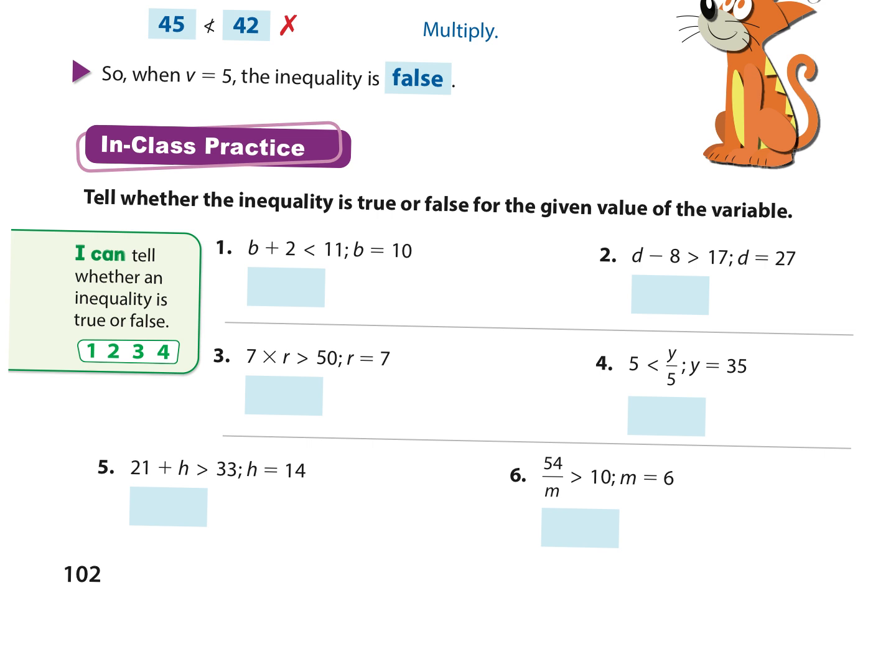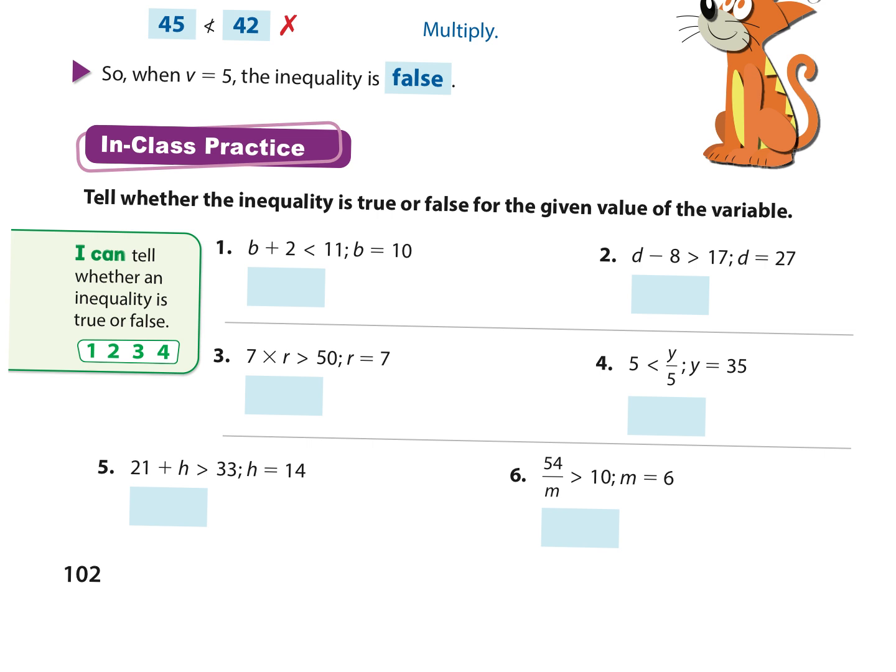All right, looking at what we're doing today. Your practice page, we're going to get there tomorrow because we're not going to have enough time to finish today. We're going to start today, finish tomorrow. We're going to tell whether the inequality is true or false for the given value of the variable. We solve this almost the exact same way that we did in lesson 2.6. The only difference is that I don't have an equal sign. I have a comparison symbol, an inequality symbol, less than or greater than.